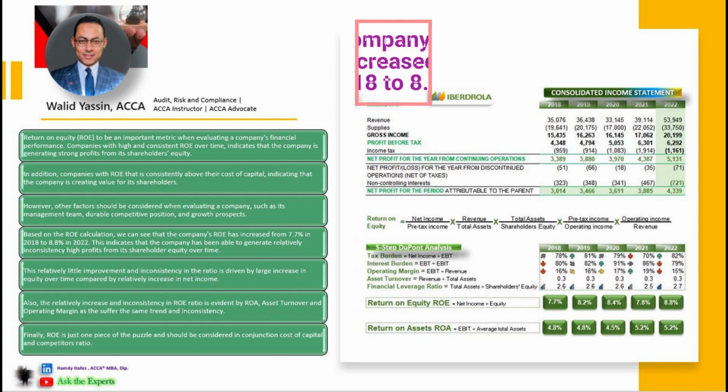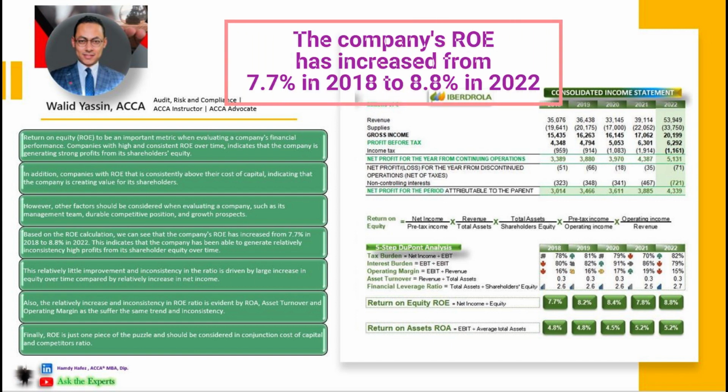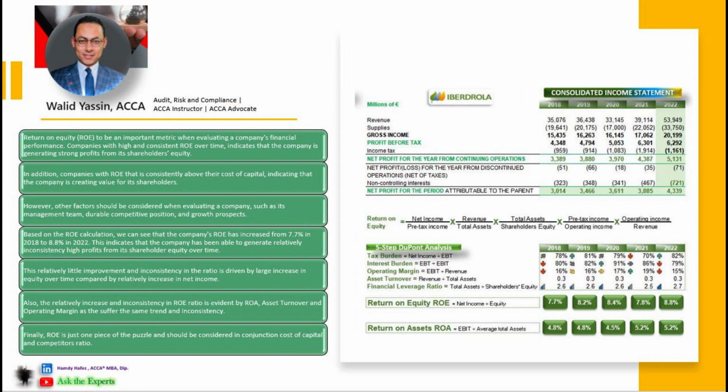Based on the ROE calculation, we can see that the company's ROE has increased from 7.7% in 2018 to 8.8% in 2022. This indicates that the company has been able to generate relatively inconsistent but high profits from its shareholder equity over time. This relatively little improvement and inconsistency in the ratio is driven by a large increase in equity over time compared to a relative increase in net income.